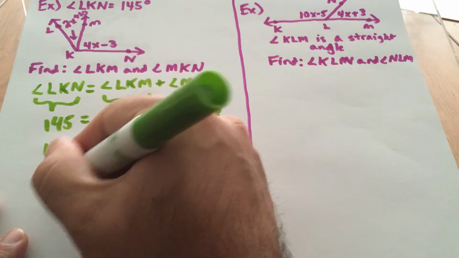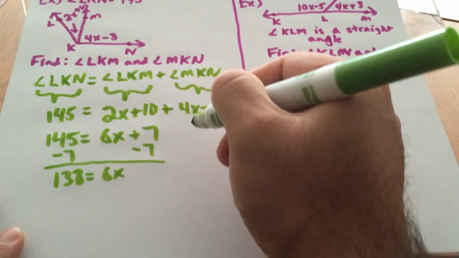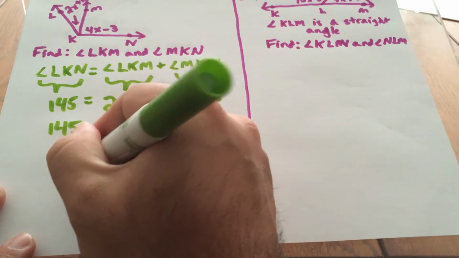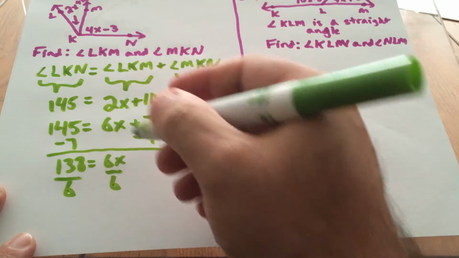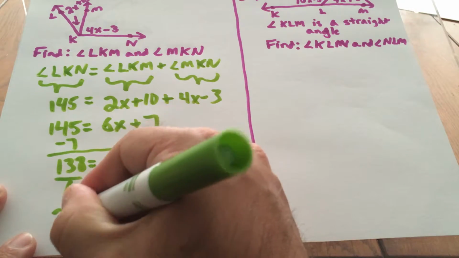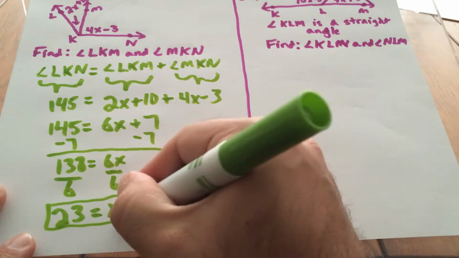145 minus 7 is 138, which is equal to 6x. And then finally, to get x by itself, you've got to divide by 6. And 6 will go into 138 23 times. So x is equal to 23.